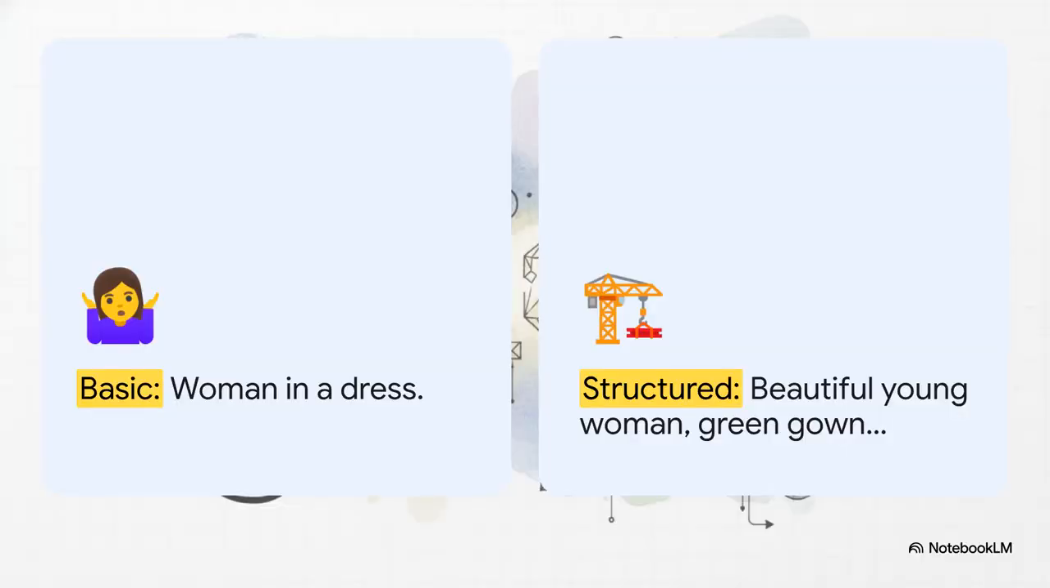Okay, let's dive into this. Consider a super basic prompt like woman in a dress. When you give the AI this, it has to guess her age, her ethnicity, the exact type of dress, her pose, the location, the lighting, the whole shebang. That's just a massive amount of guesswork. Now contrast that with a structured prompt. Beautiful young African woman, emerald green ball gown, marble staircase, golden hour lighting, 85mm lens, 8K detail. Suddenly, the AI doesn't have to guess at all. You've handed it a clear, undeniable blueprint.